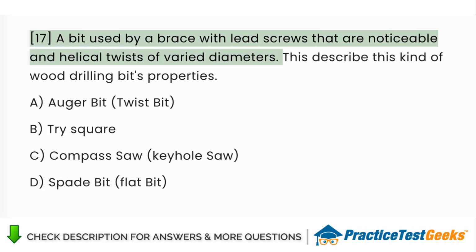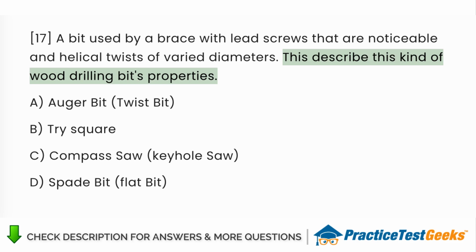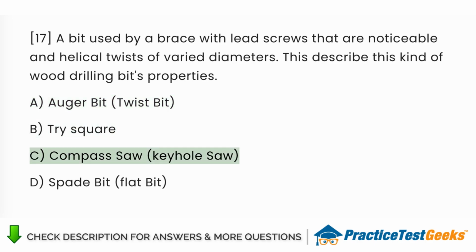A bit used by a brace with lead screws that are noticeable and helical twists of varied diameters. This described this kind of wood drilling bit's properties. A. Auger bit. B. Tri-square. C. Compass saw. D. Spade bit.